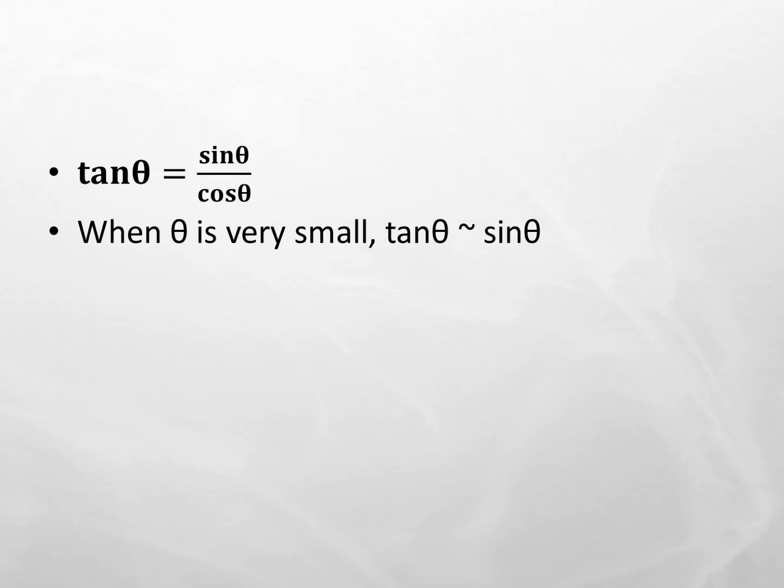You know that tan theta is equal to sin theta by cos theta. When theta is very small, cos theta tends to 1, and therefore you can write tan theta is approximately equal to sin theta when theta is very small.